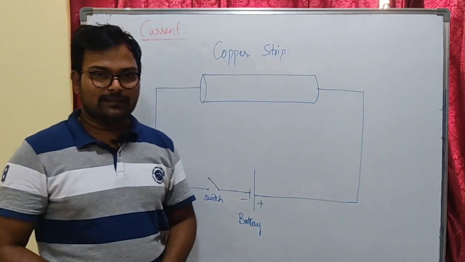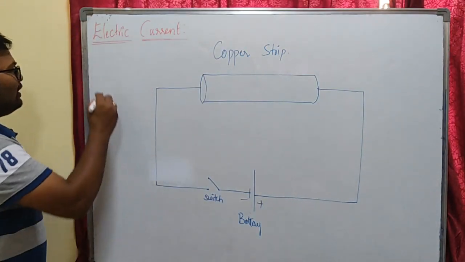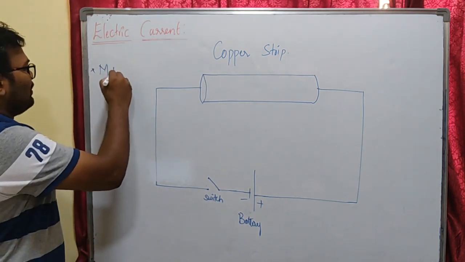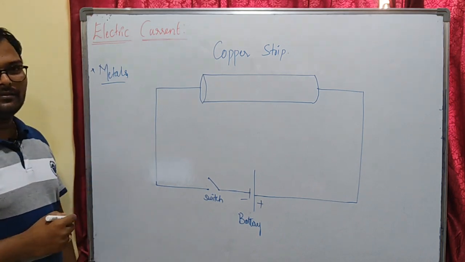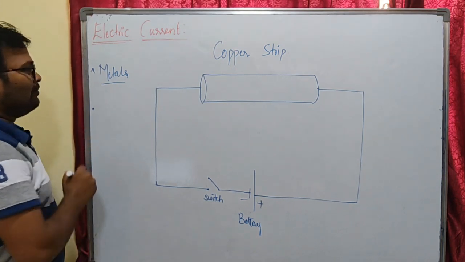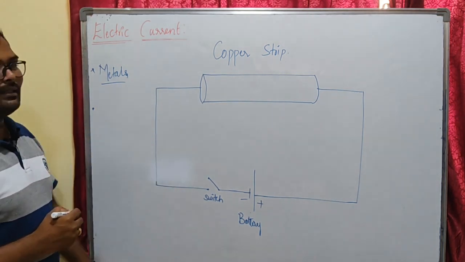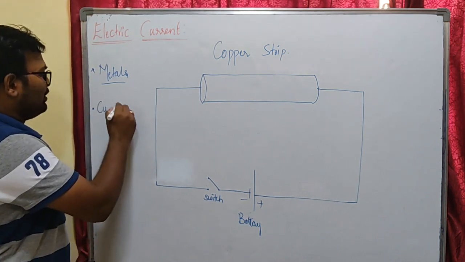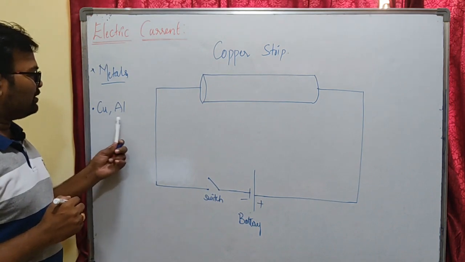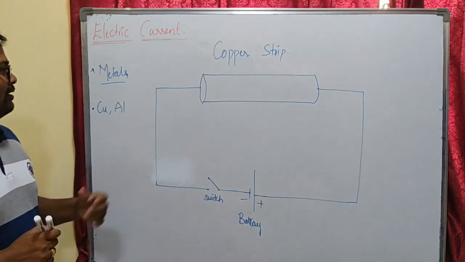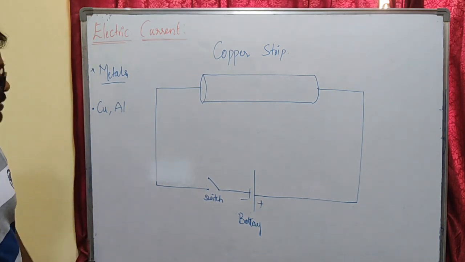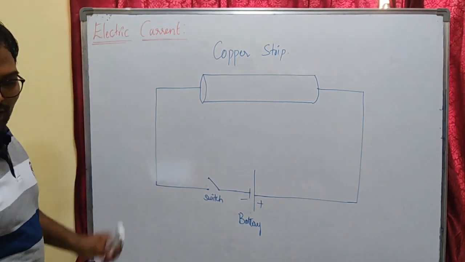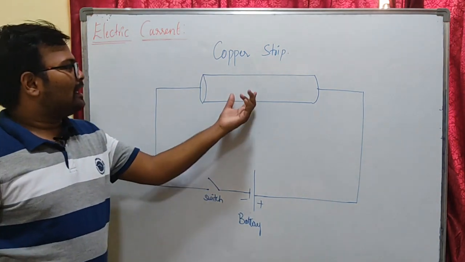One more thing: most of the materials which have free electrons are metals. Metals have free electrons. The materials we use for conducting electricity in common use are copper and aluminum. These two are the materials we use for electric current. Now I have taken a copper strip.